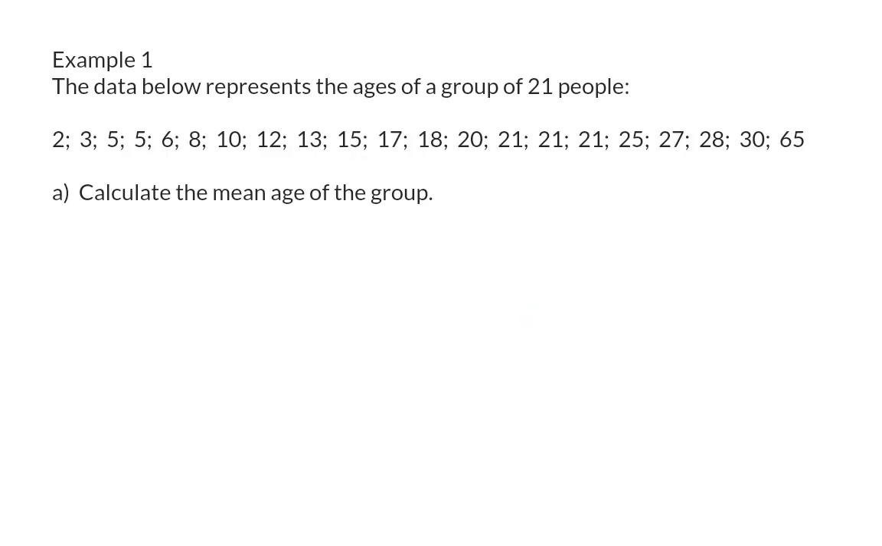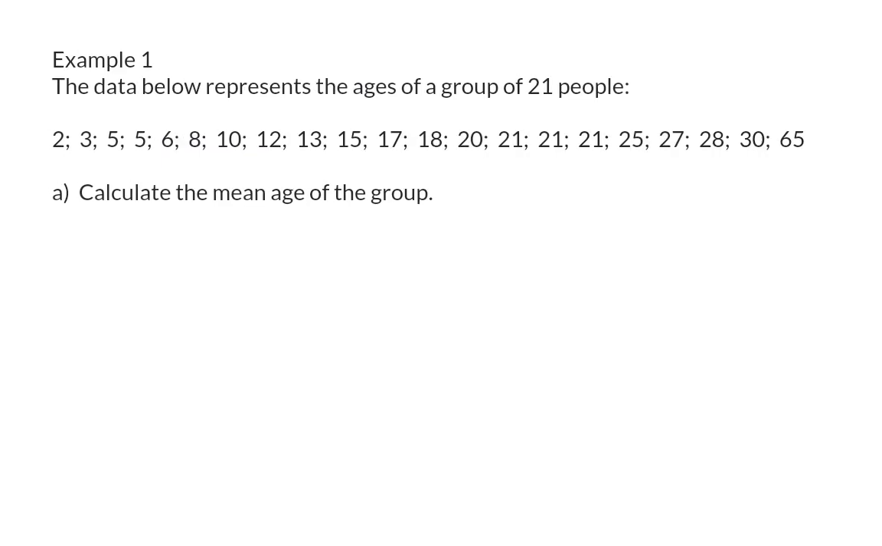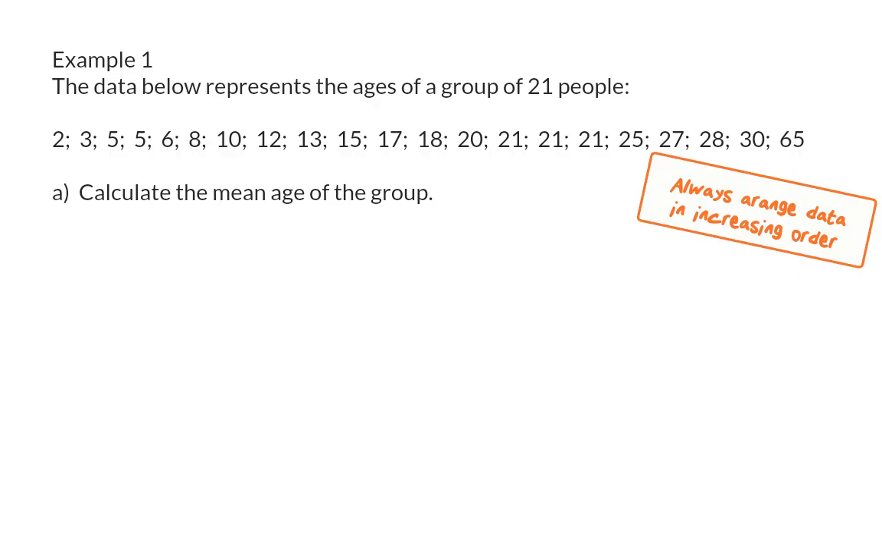Example 1. The data below represents the ages of a group of 21 people. In this case, the data has already been sorted from smallest to biggest, or from youngest to oldest. If this was not the case, your first step is always to arrange the data in an increasing order. Our first question is to calculate the mean age of the group.